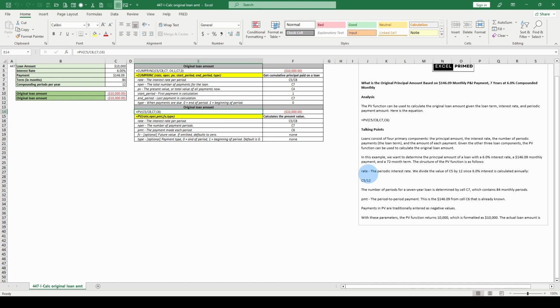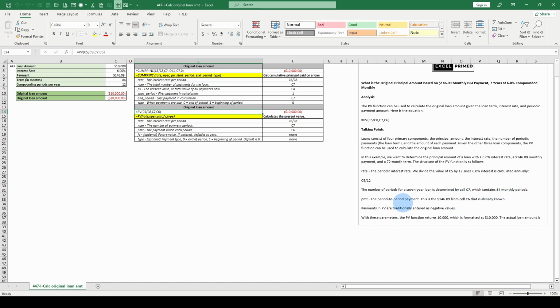In this example, we wanted to determine the principal amount of a loan with a 6% interest rate, 146.09, 72 payments. Rate is the periodic interest rate, so we divide the value C5 by 12. Since 6% interest is calculated annually, 6 divided by 12, that's important. The number of periods for a 7-year loan is determined by cell C7, which contains 84 monthly periods. Very important. If this is monthly, with monthly rates and monthly payments, you have to break the loan down by monthly periods.